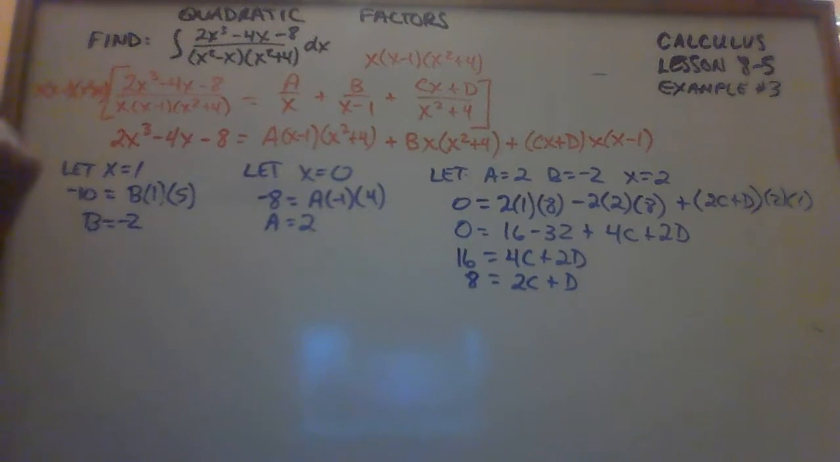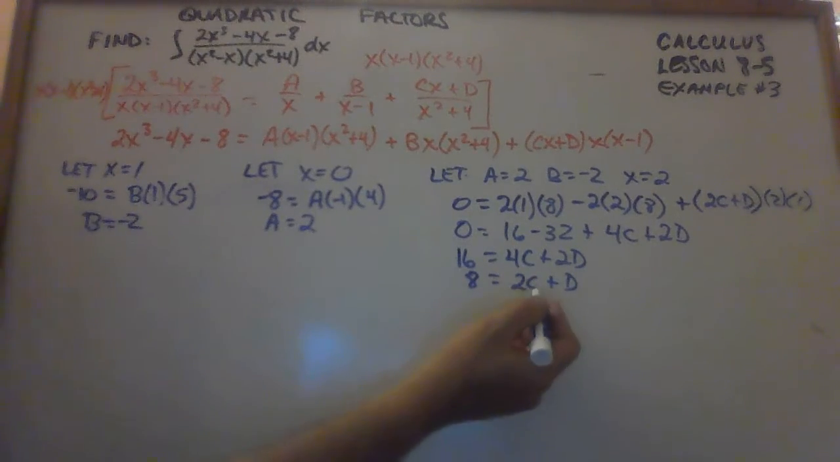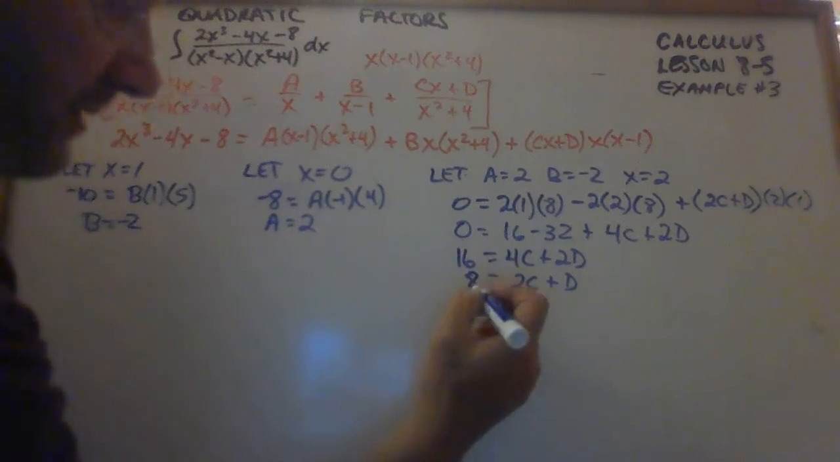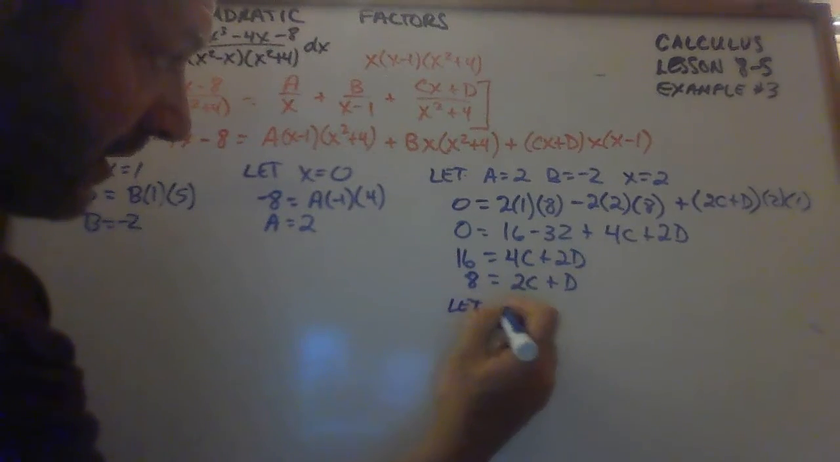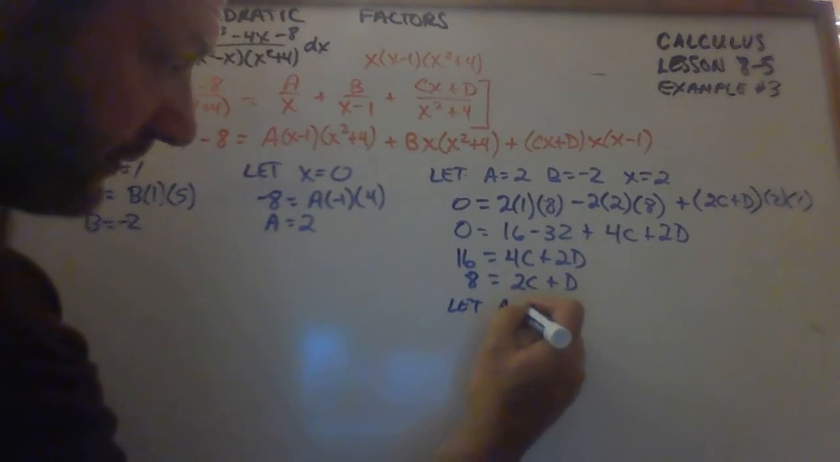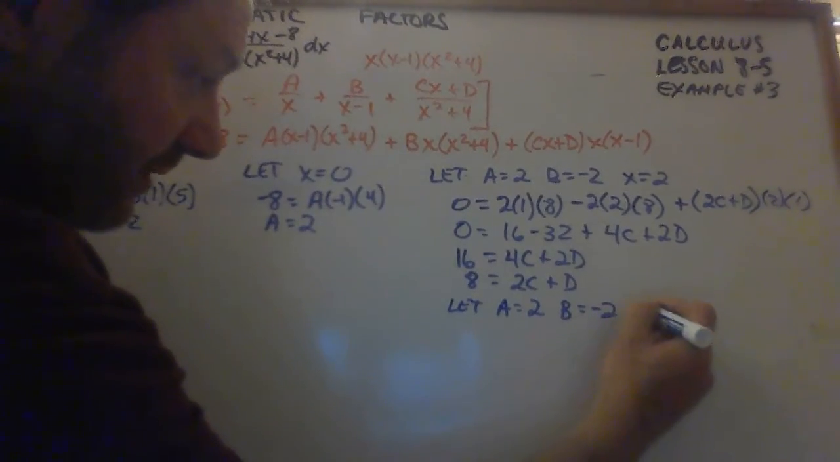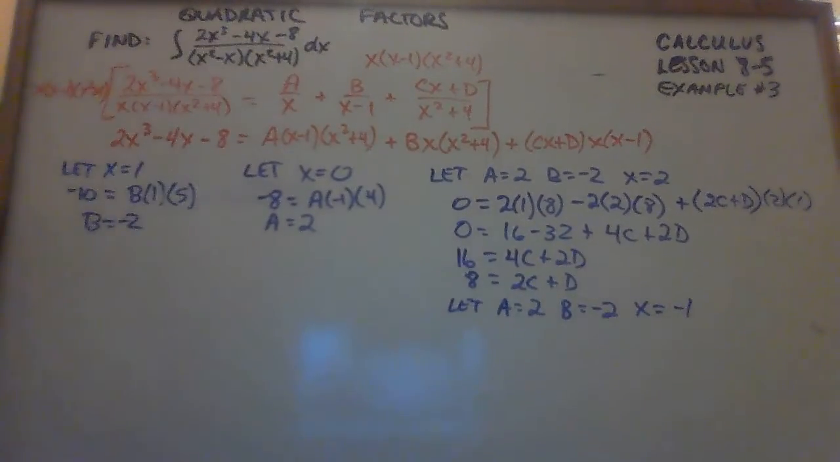Okay, now I've got to do this again. I've got to pick some other number for x because I have 2 variables in an equation, and the only way I can solve that is if I have another equation. So this time I'm going to pick something simple again. I'm going to let A equal 2 because that's what it equals. B is of course negative 2, and this time I'm going to let x equal negative 1.